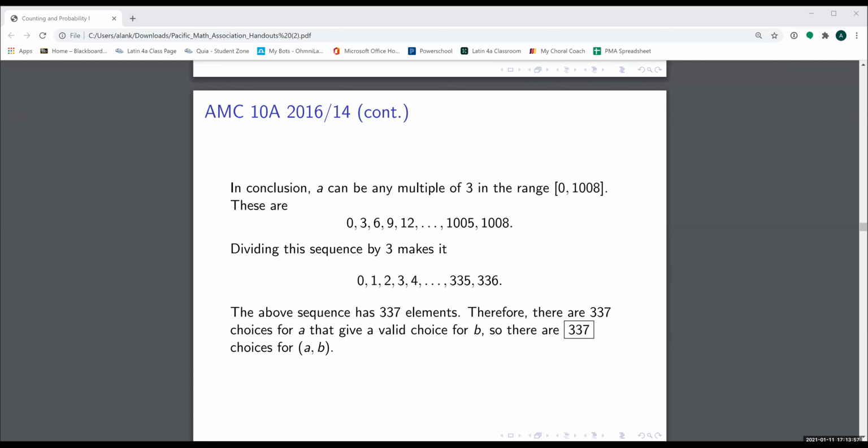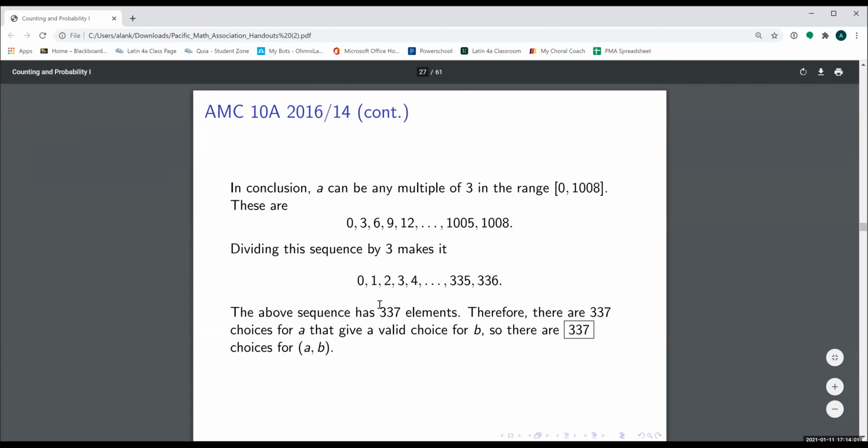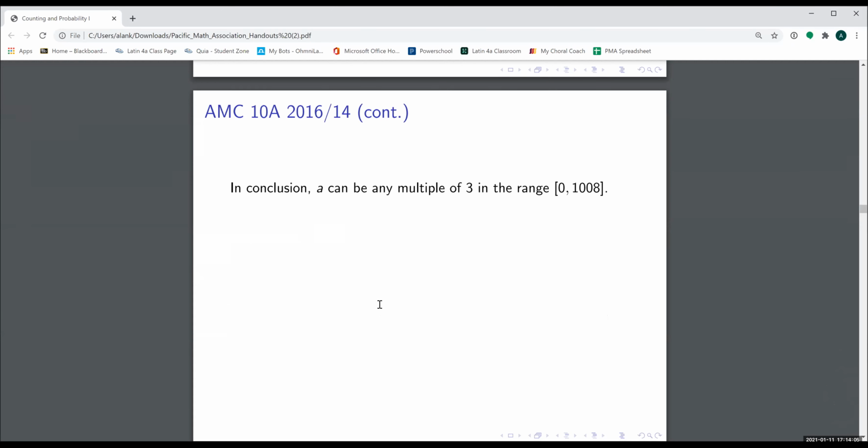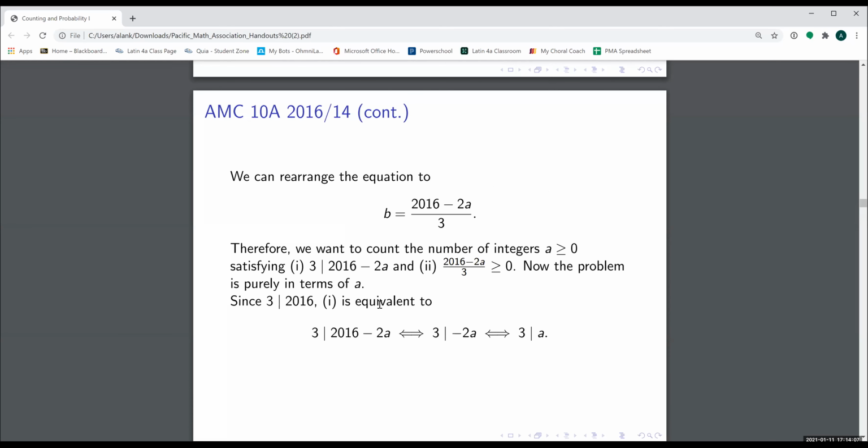Based on the chat, do you want to back up and explain why a is at most 1008 and why it suffices to count the multiples of 3? Yeah, right. So let's go through this slide again. We have that 2016 minus 2a is a multiple of 3.